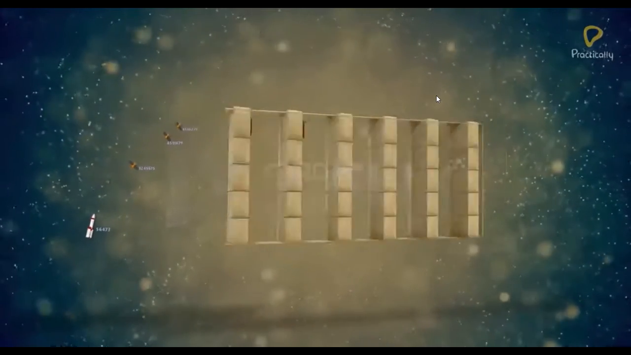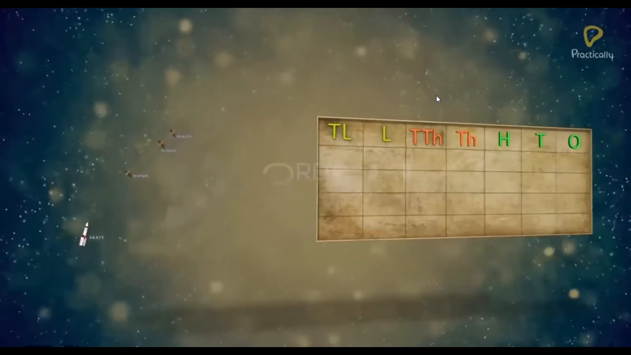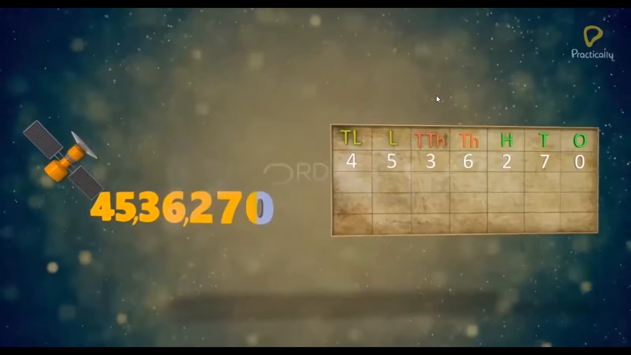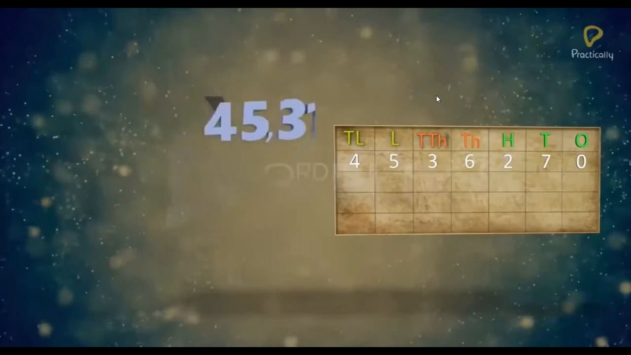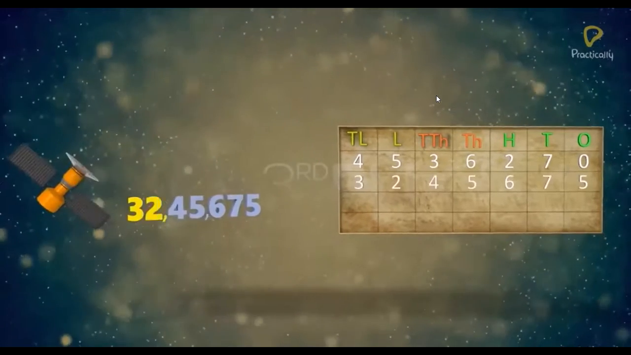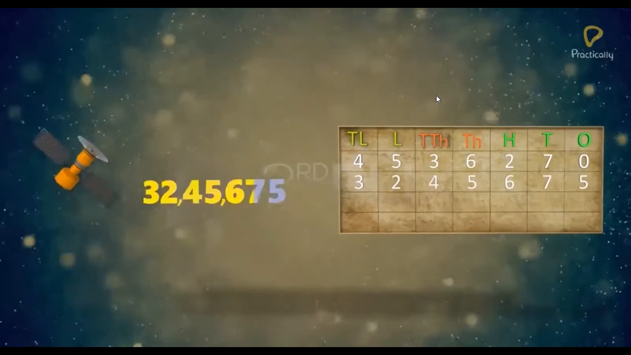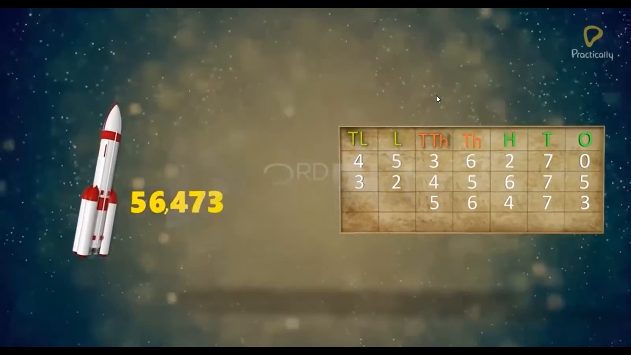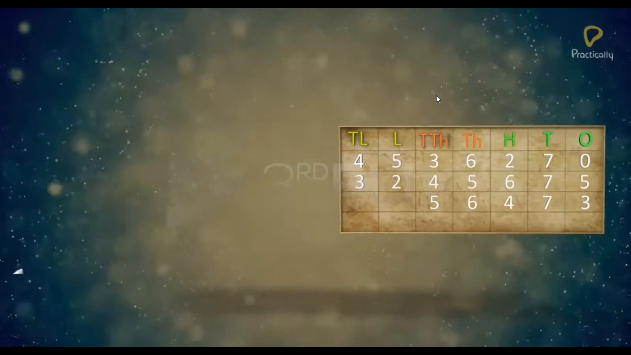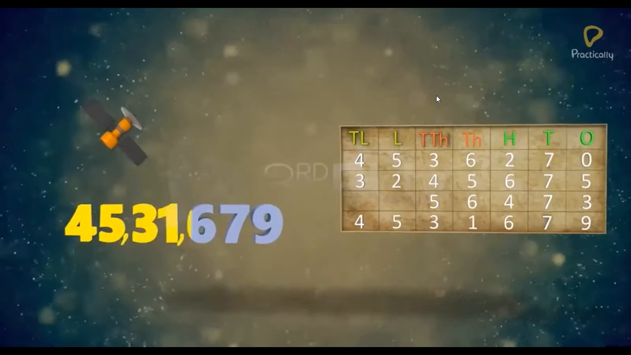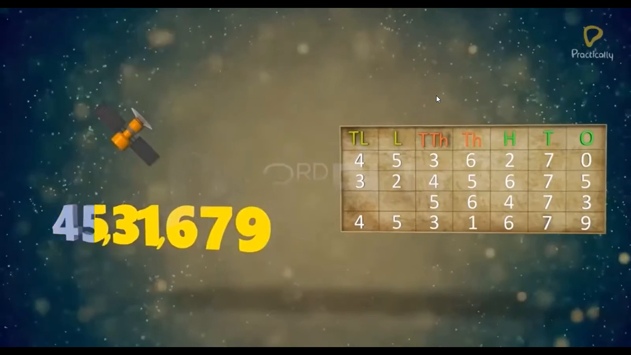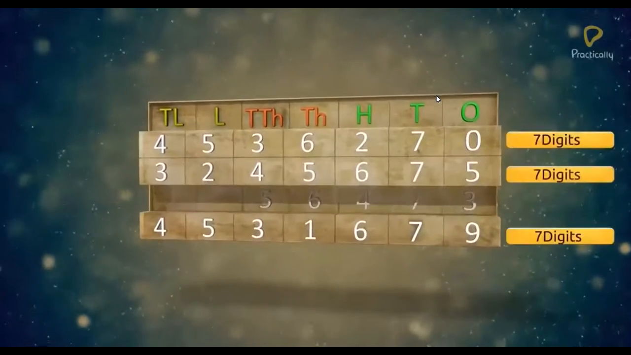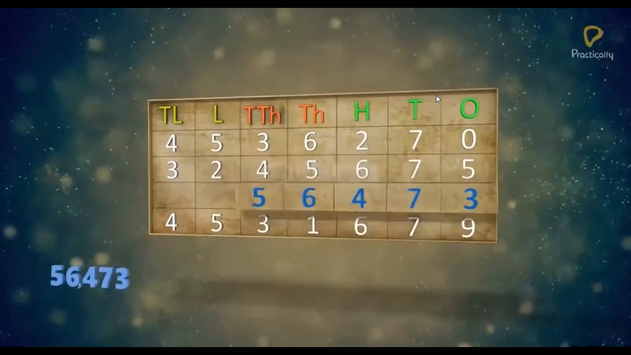Place the numbers in the place value chart: 45,36,270; 32,45,675; 56,473; 45,31,679. In the above four numbers, the third number has 5 digits, remaining have 7 digits. So, that is the smallest number.